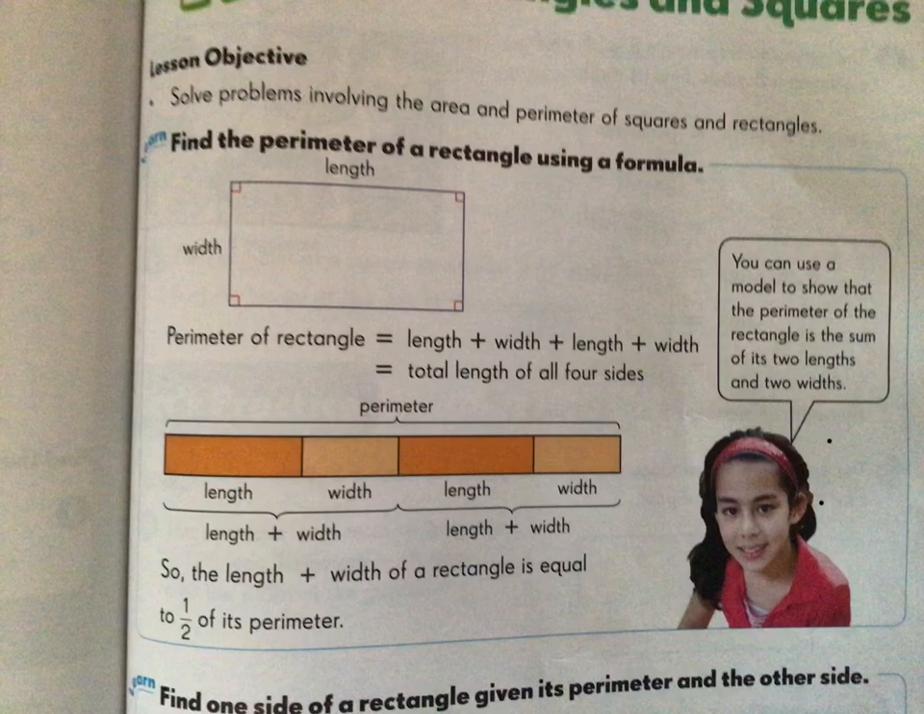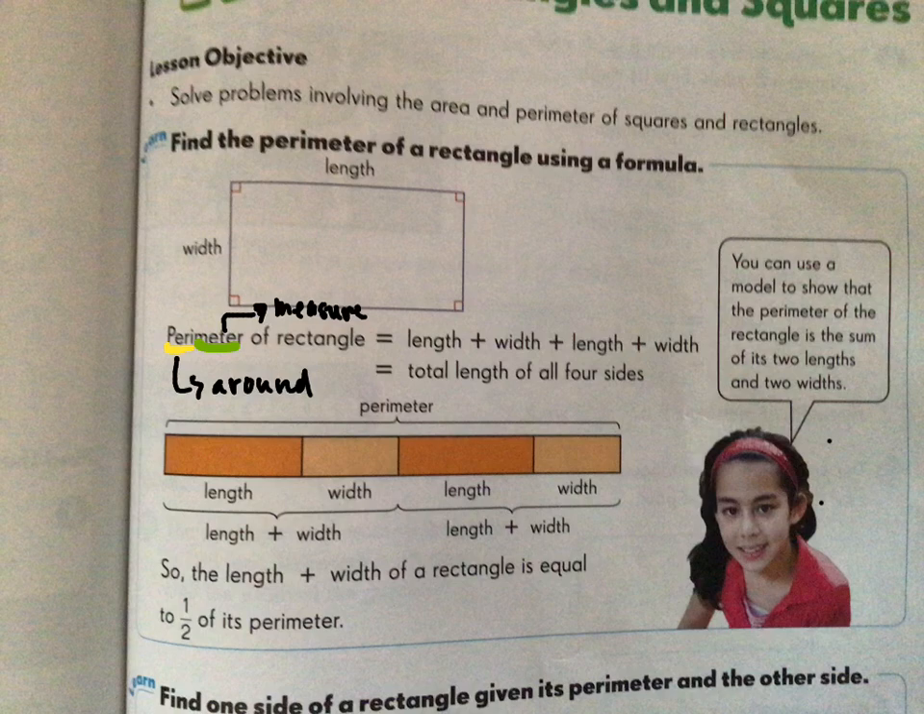This lesson is going to talk about finding the perimeter of a rectangle or square. And let's start by looking at the word perimeter. If we break it apart, the root peri means around, and the word part meter means to measure. And so the word perimeter means to measure around. So we're measuring around a rectangle.